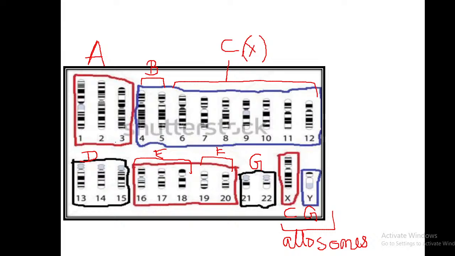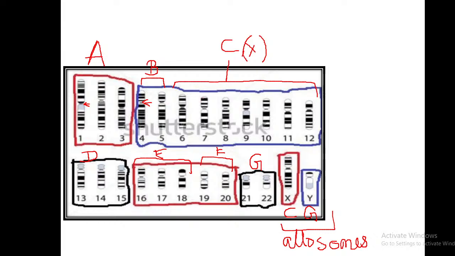So 1, 2 and 3 are long metacentric chromosomes. They are the large metacentric chromosomes A. Then 4, 5 are large but they are submetacentric. Here you can see they are submetacentric. These are metacentric chromosomes. B, the 4 and 5 are submetacentric chromosomes.